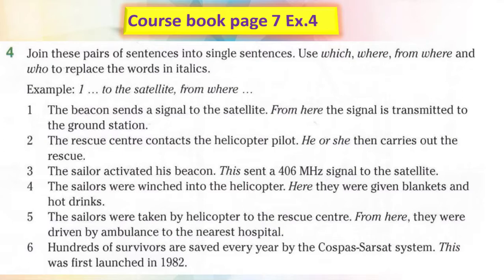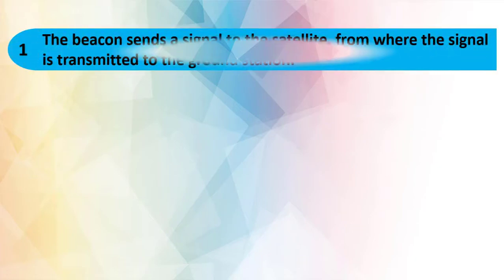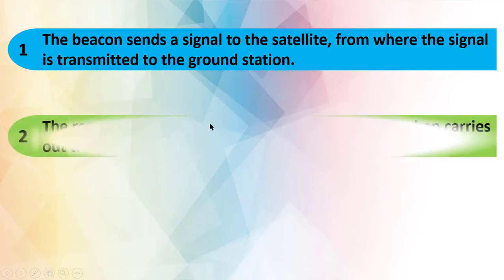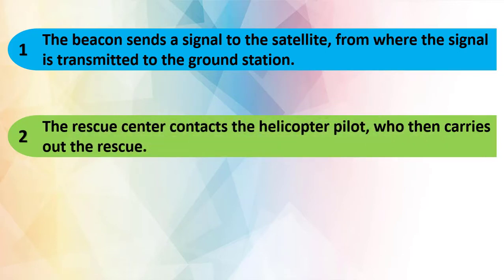Welcome back, my dear students. Now, let's check your answers. Can you read your answer to sentence number 1? Good. The beacon sends a signal to the satellite from where the signal is transmitted to the ground station. Sentence number 2. The rescue center contacts the helicopter pilot, who then carries out the rescue.